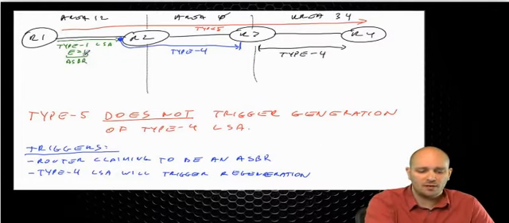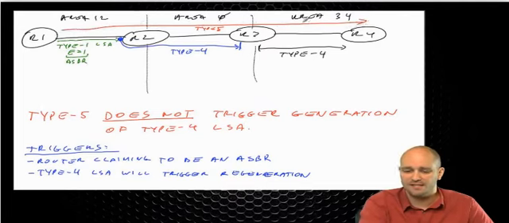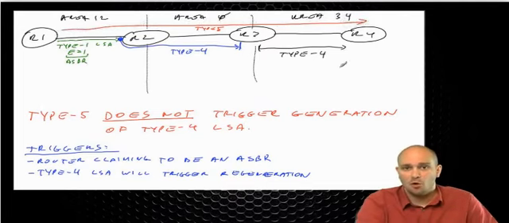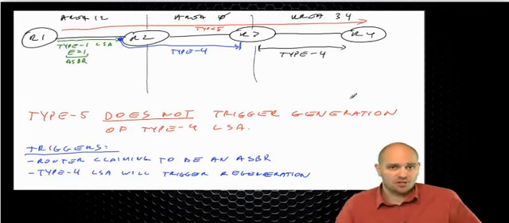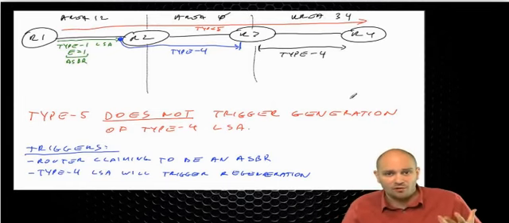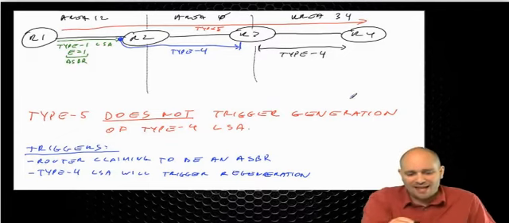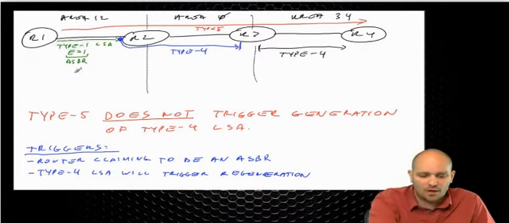Now, this is very important because if this wasn't the case, remember that we could have 5,000 of these type 5 LSAs. Which one of these actually triggers the generation of type 4? Well, it's none of them. It's not the first one, it's not the last one, it's not the 15th one. It's actually an updated type 1 information.